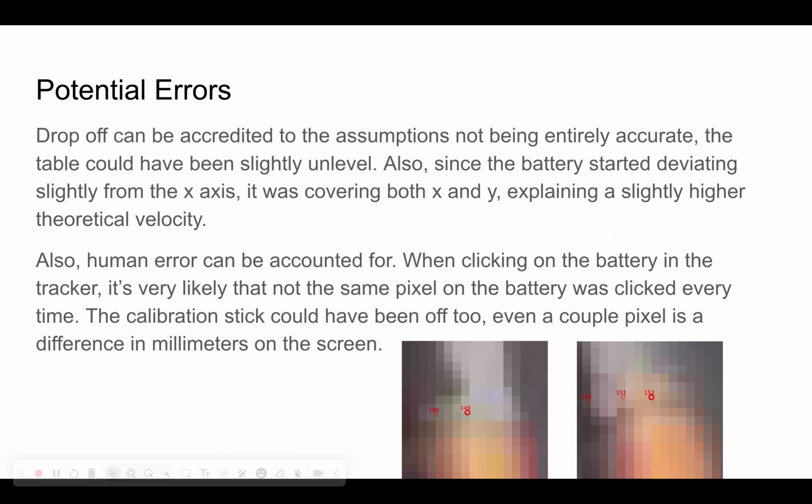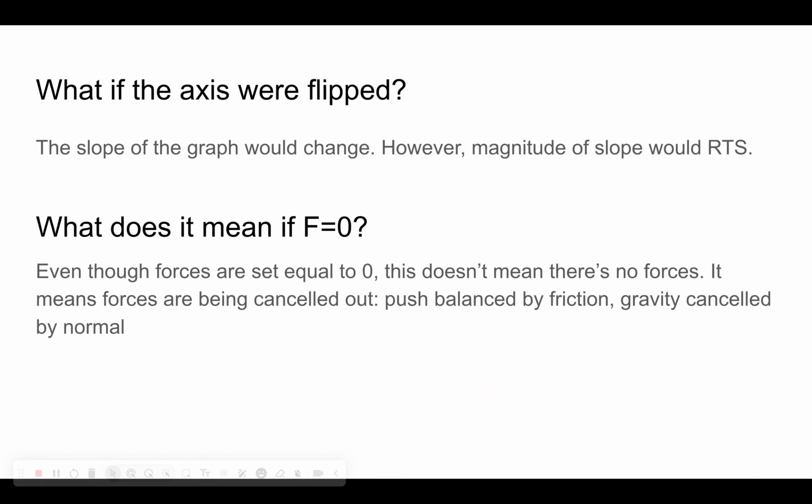The drop-off can be credited to assumptions that we made not being entirely accurate, like the table being completely level, which could have been inaccurate. Also, the battery started deviating slightly from the x-axis, so it was moving in both the x and y direction. Also, human error can be accounted for, as you can see in the screenshot I provided below. The point that we put on the battery wasn't entirely on the same spot of the battery every time, so this causes a difference. And also, the calibration stick could have been off by a couple pixels too, which also makes a difference. So what if the axes were flipped?